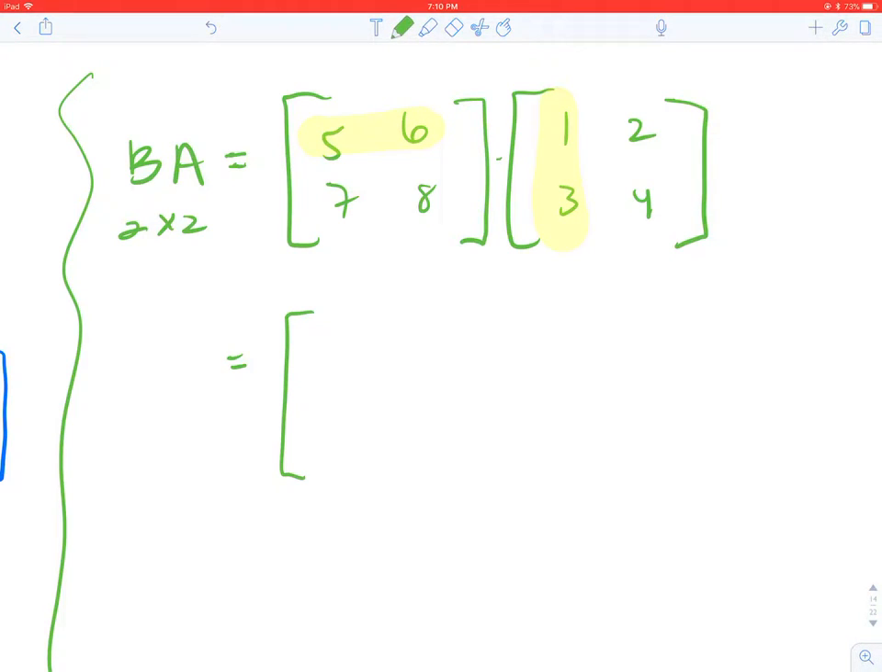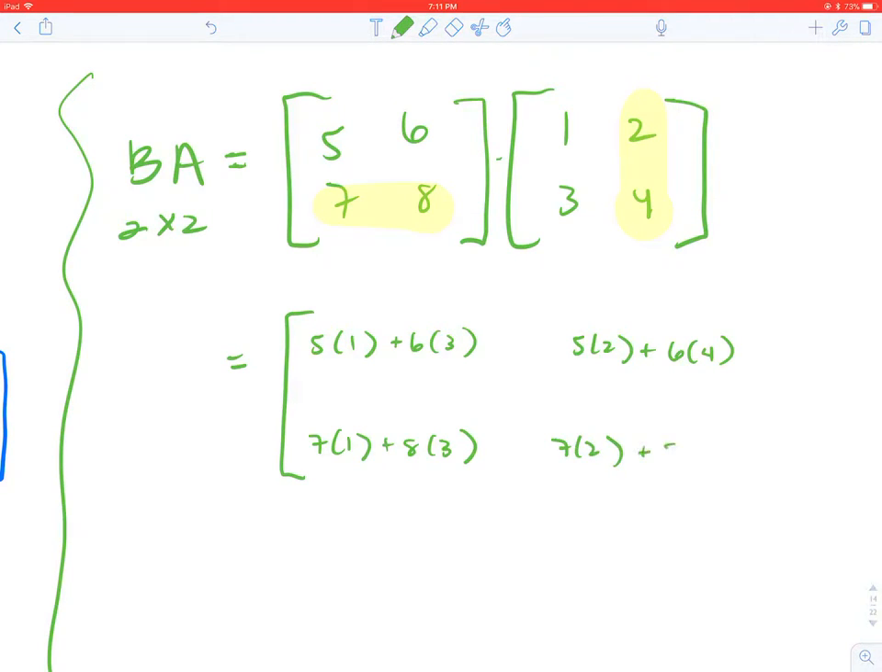So I'm going to go row 1 by column 1. It'll be 5 times 1 plus 6 times 3. Then I move over to column 2, and 5 times 2 plus 6 times 4. Now that I've hit both columns there, I move down to row 2, column 1: 7 times 1 plus 8 times 3. And then row 2 by column 2: 7 times 2 plus 8 times 4.